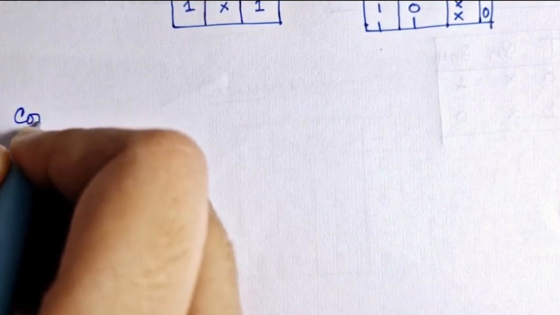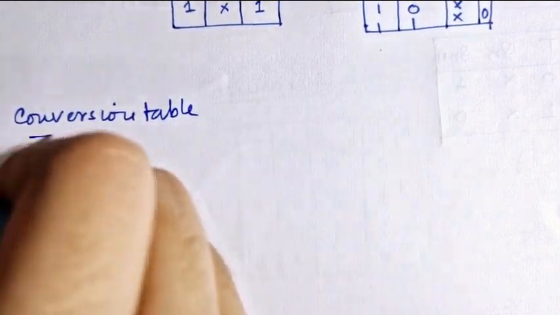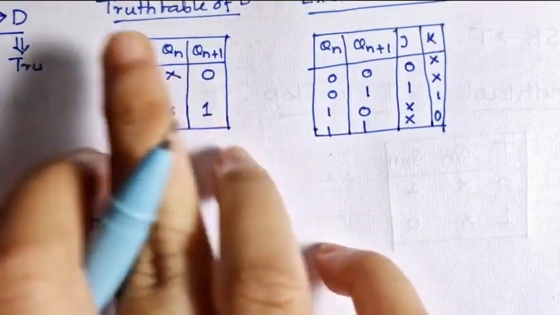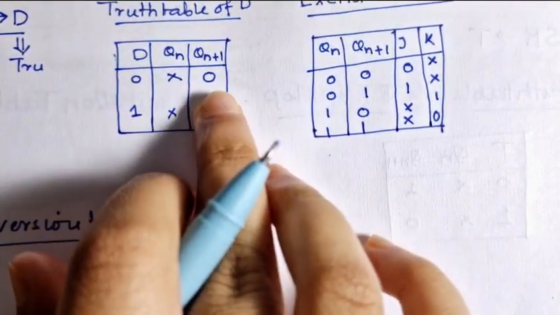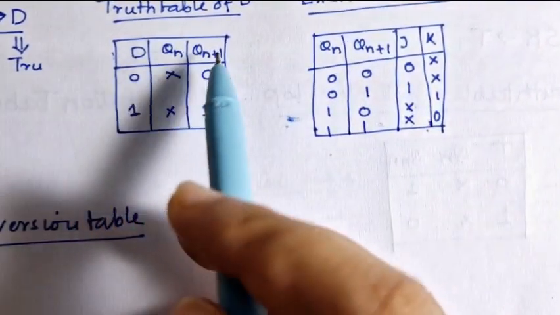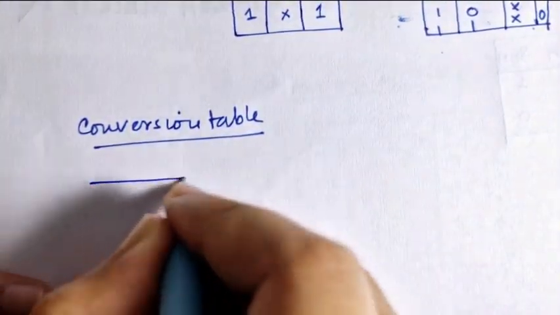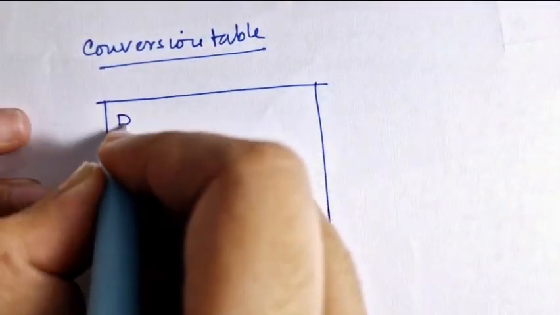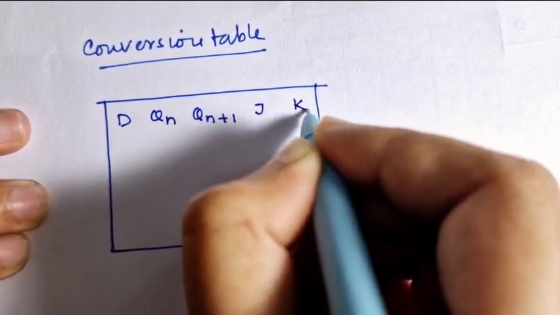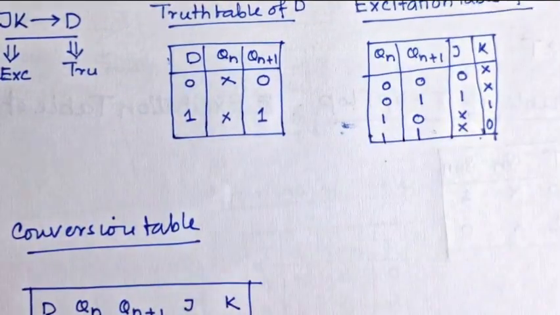Let us start making the conversion table. How many columns will be there in the conversion table? That is D, Q and Qn plus 1. We'll start from the truth table: D, Q and Qn plus 1. Then J and K, where the Qn and Qn plus 1 column is common. So there will be a total of 5 columns: D, Qn, Qn plus 1, J and K.